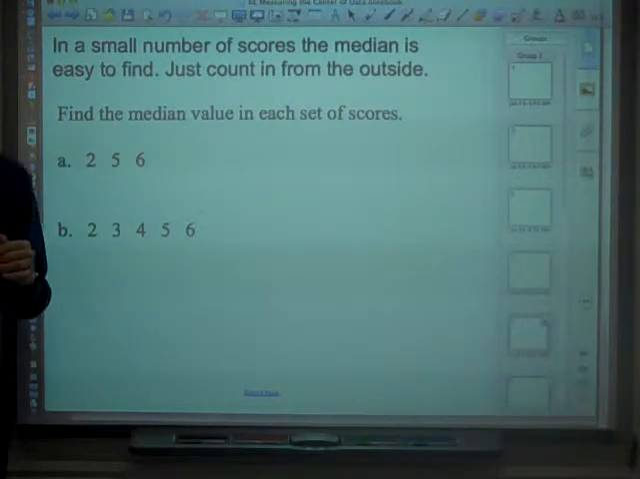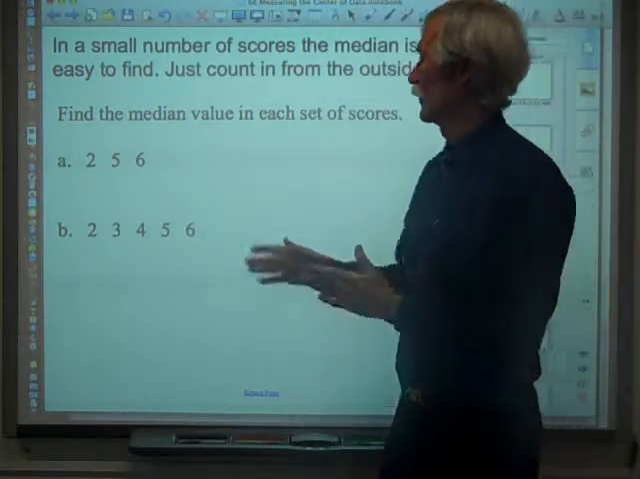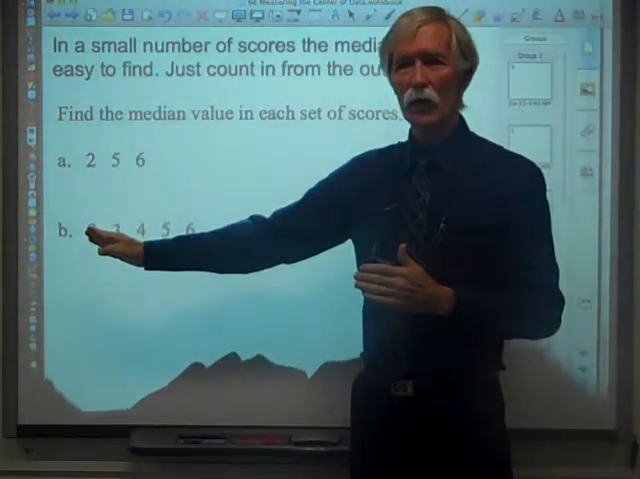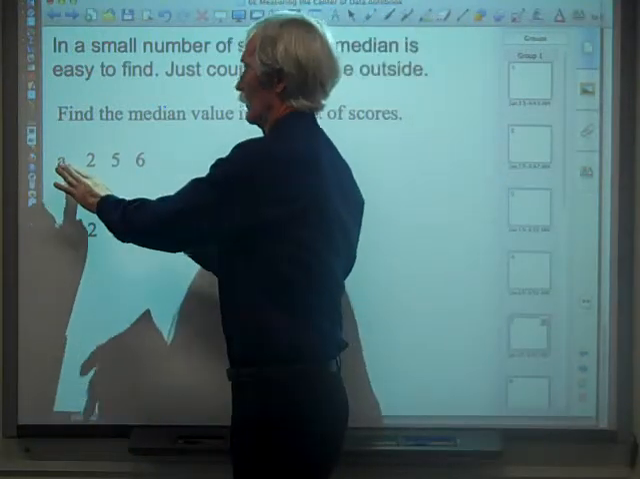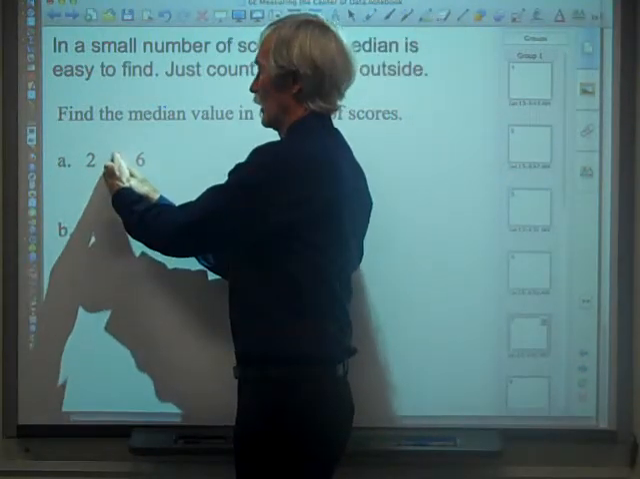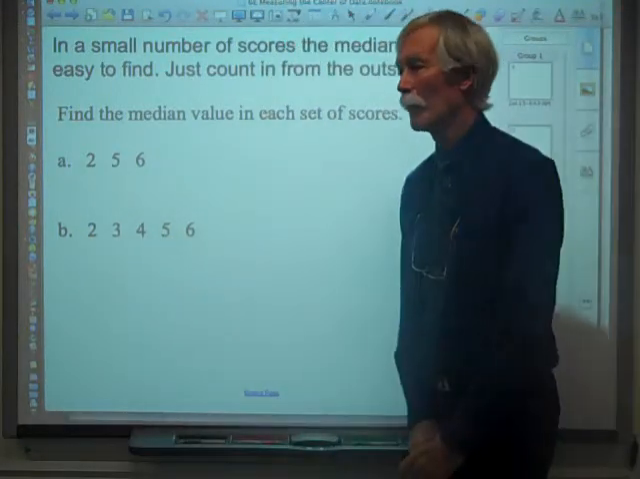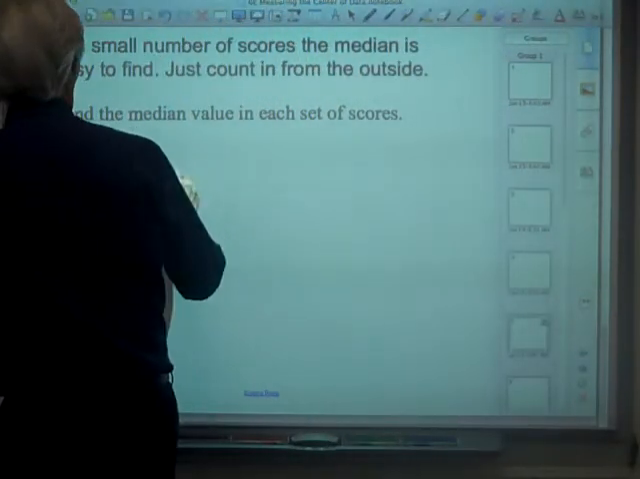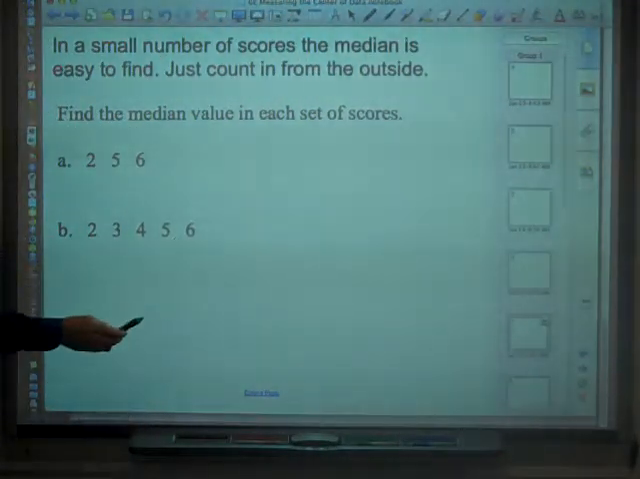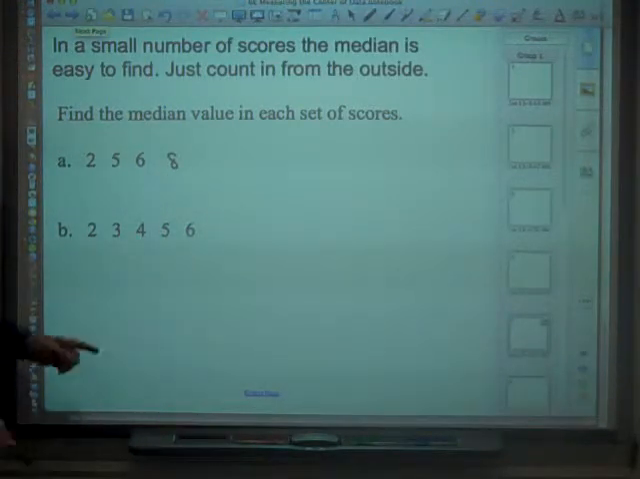There are a couple of things going on with the median. If there are a small number of scores, it's easy to find the median. Where does the median live? Arrange them in size, find the middle one. John asked a very good question. What if there are not an odd number of values, but an even number of values?